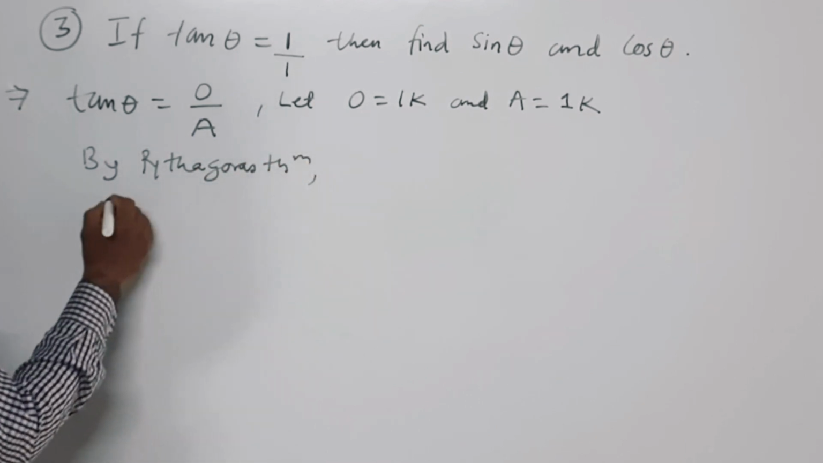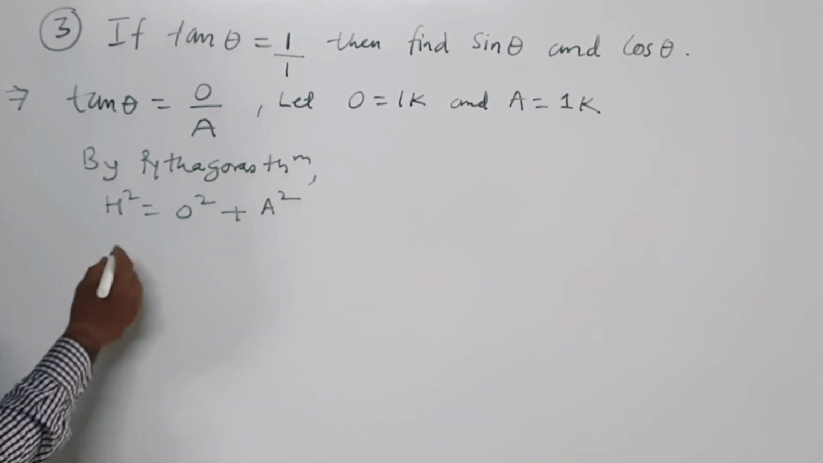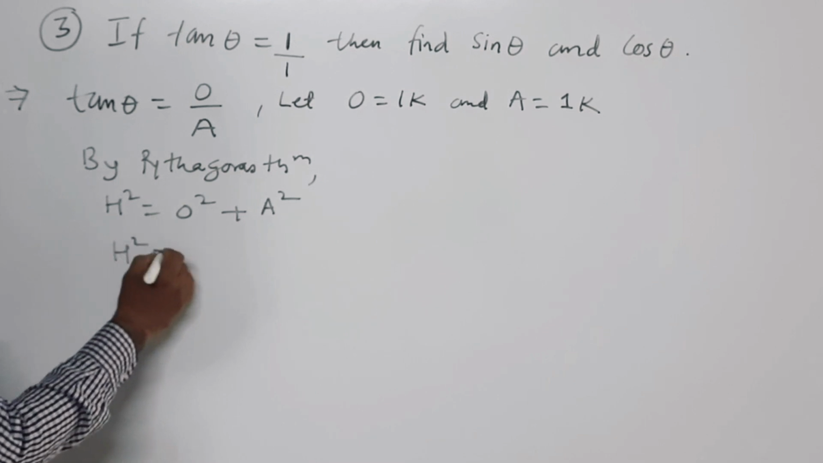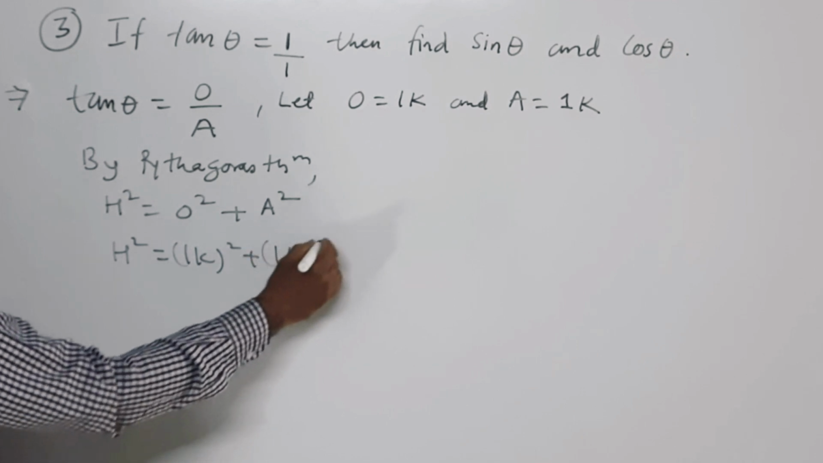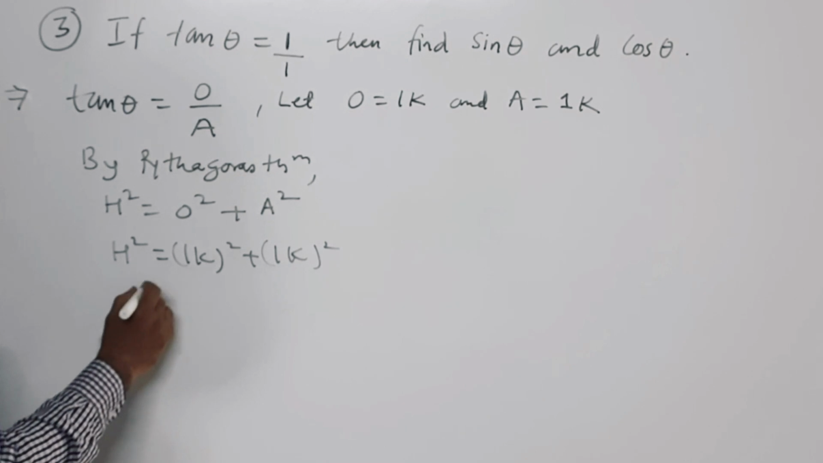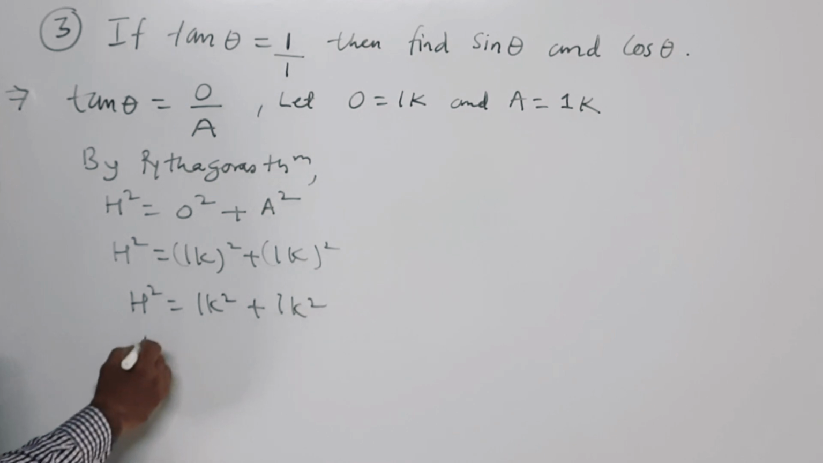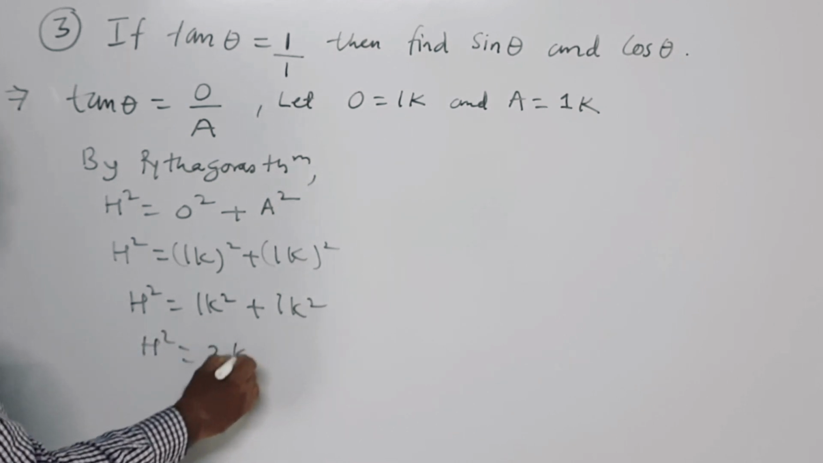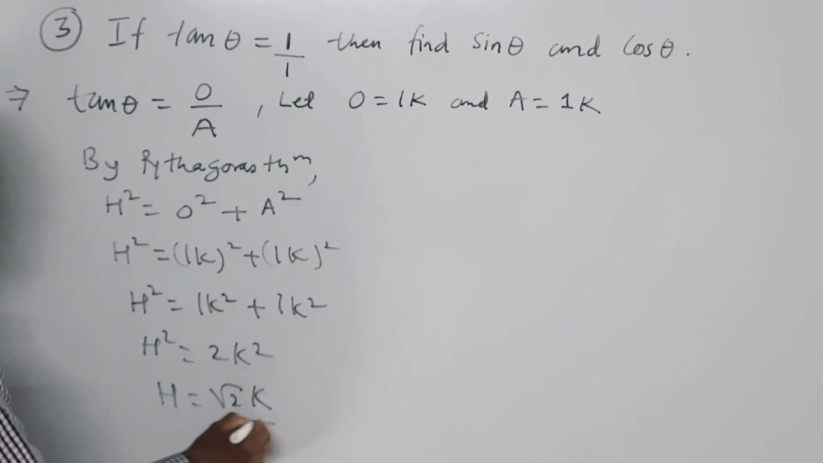theorem, we get hypotenuse square is equal to opposite side square plus adjacent side square. So here h square is equal to (1k) square plus (1k) square. Therefore h square is equal to 1 plus 1, 2k square. So h is equal to square root of both the sides, that is root 2k. Hypotenuse is root 2k.